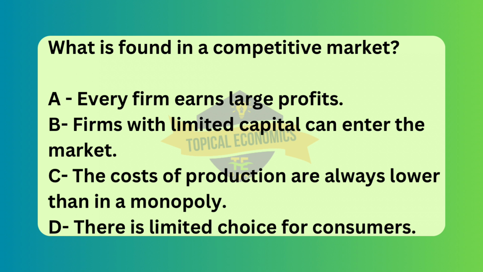While competitive markets tend to drive down costs and prices due to competition, monopolies can also achieve economies of scale and may have lower costs in some cases, especially in industries where large-scale production is efficient. Lastly, option D, there is limited choice for consumers, is incorrect because, in a competitive market, the presence of many firms offering similar but differentiated products typically leads to a wide variety of choices for consumers.